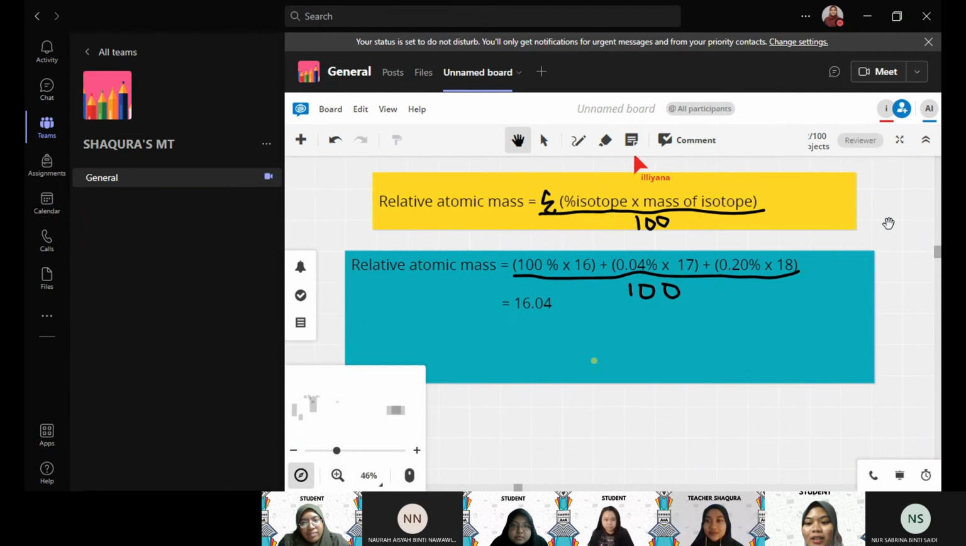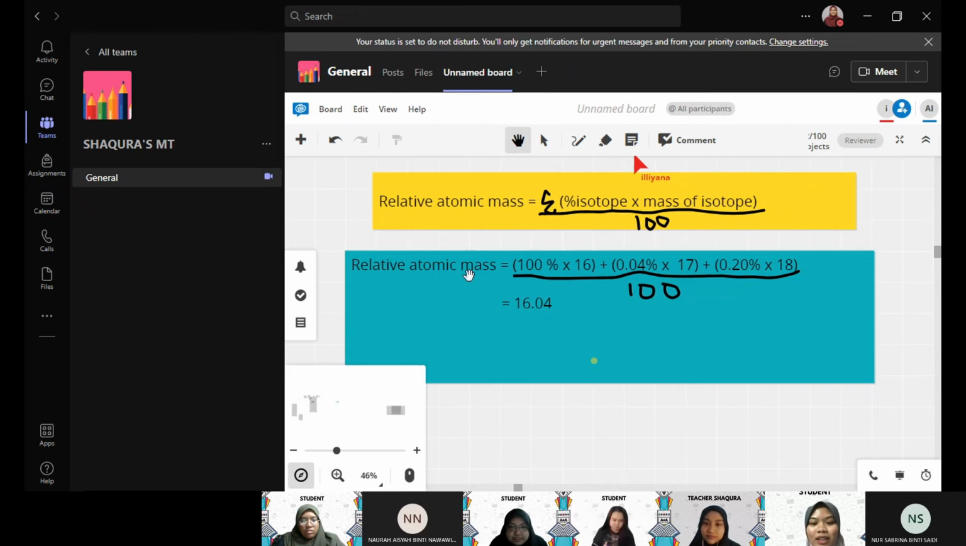Okay. The question given to our group, there are two. The first one is to state the relative atomic mass formula. So the formula is the summation of percentage of isotope times the mass of isotope, and we divide it by 100. So that's the first question.